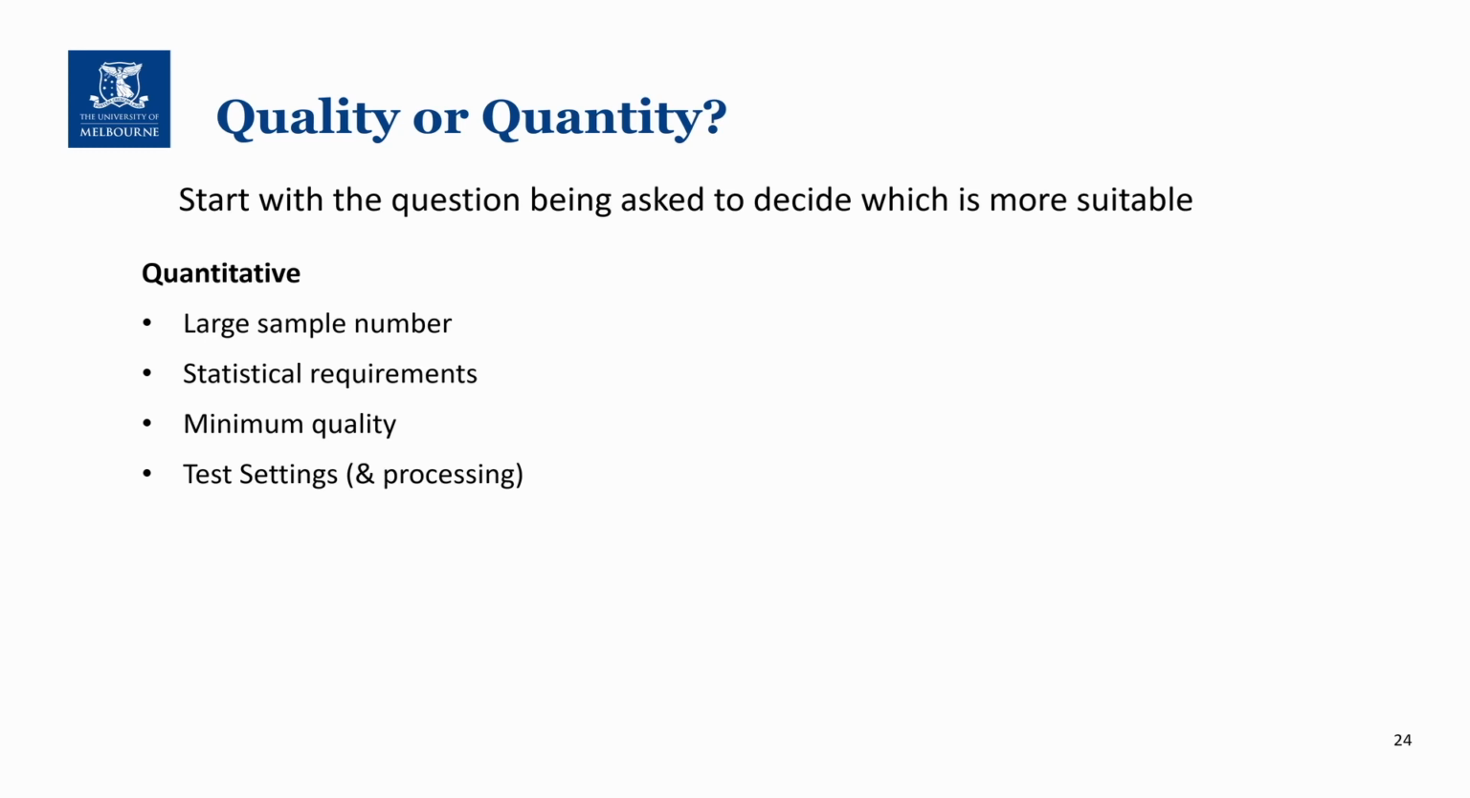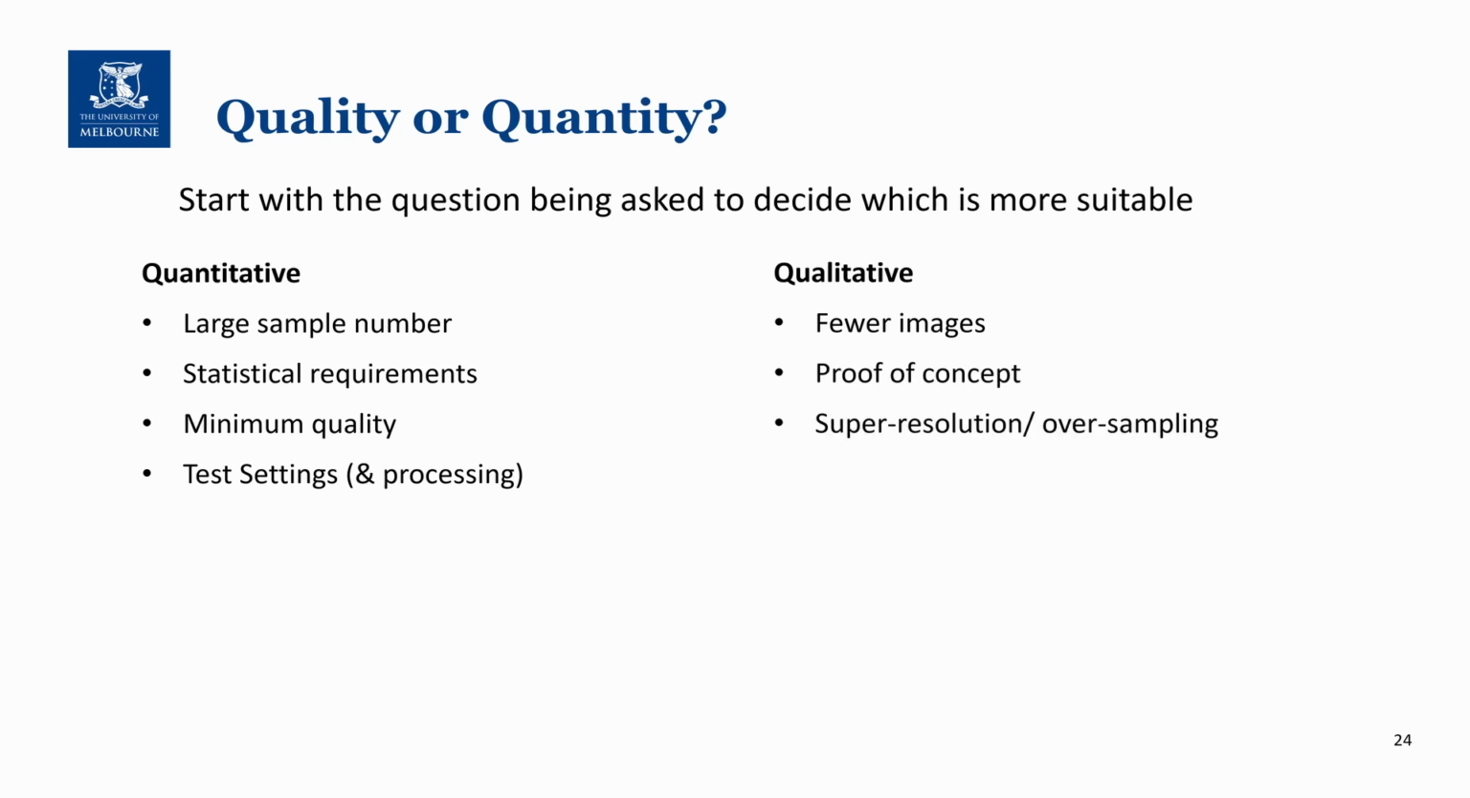In contrast with the qualitative approach, you will probably generate fewer images. This approach is often used for proof of concept experiments where you want to prove a certain hypothesis. Often these experiments will require oversampling or super resolution to resolve these specific features. A good example here would be if you have some complex structural analysis that requires high resolution, but it's not feasible to do this in large numbers.